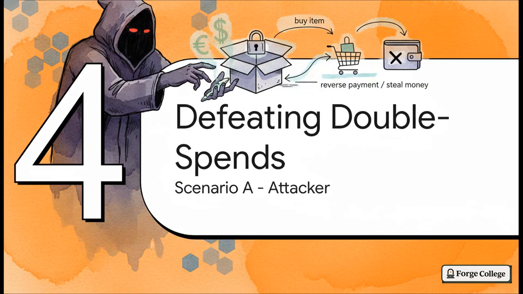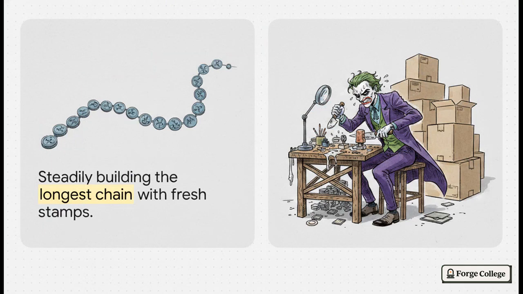Scenario A, the attacker. Let's put our sealed box model to the test against a real-world threat. Imagine a malicious sender who buys something but then tries to quickly reverse their payment to steal the money back. This is where the sheer absurdity of the system makes it secure. Say our villain's transaction is in a box buried 5 layers deep.